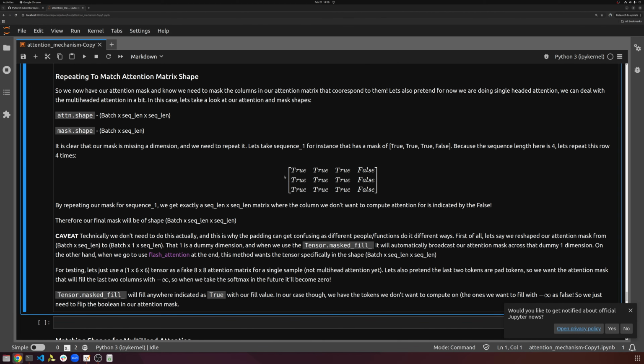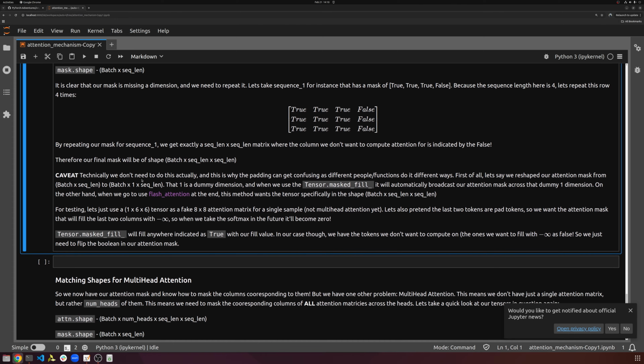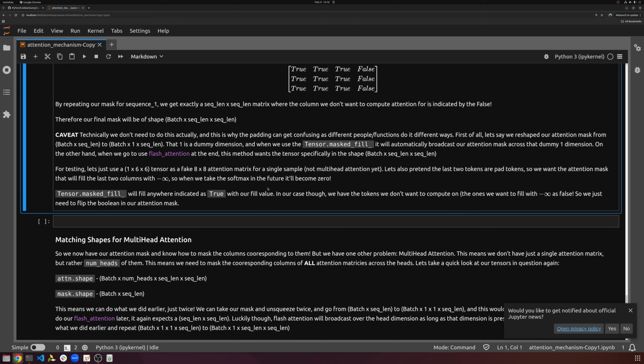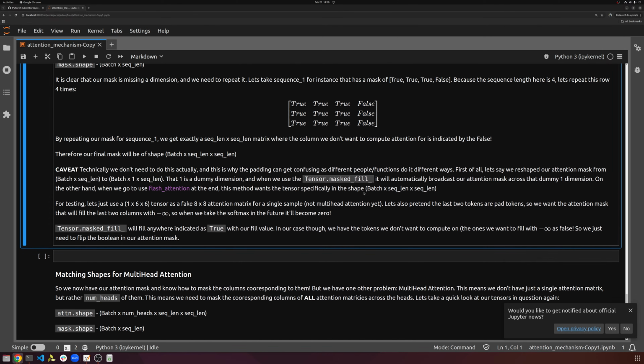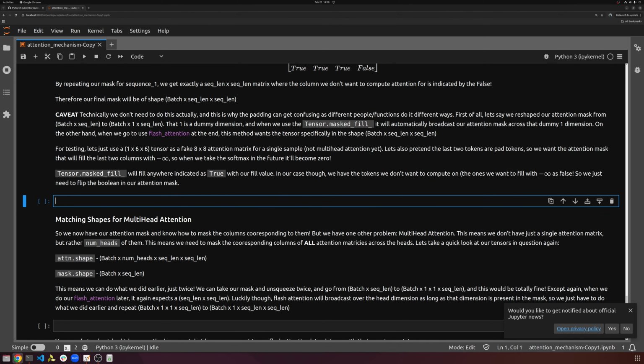So let's go ahead and do that. Caveat: technically we don't need to do this, and it can get confusing, because different places do it in different ways with different functions. We'll see how we do it in just a bit. So let's go ahead and do this.